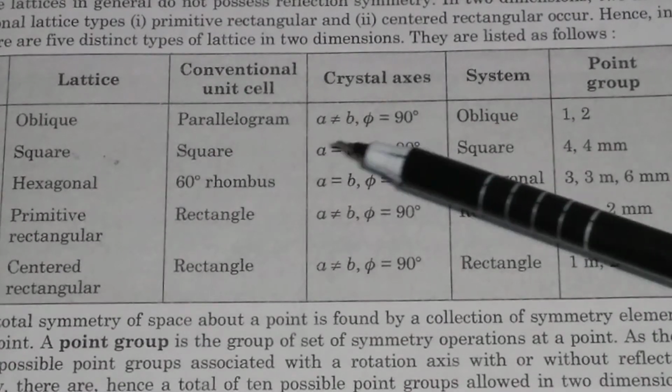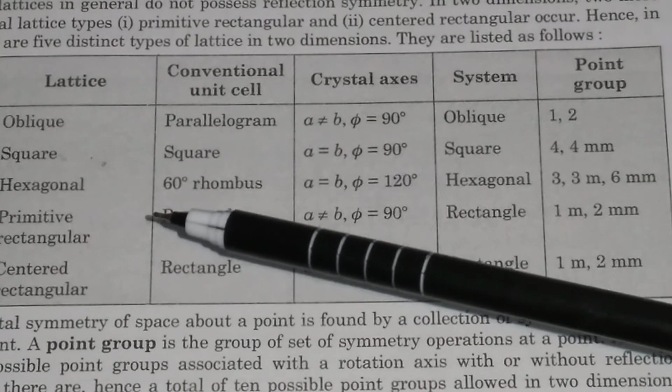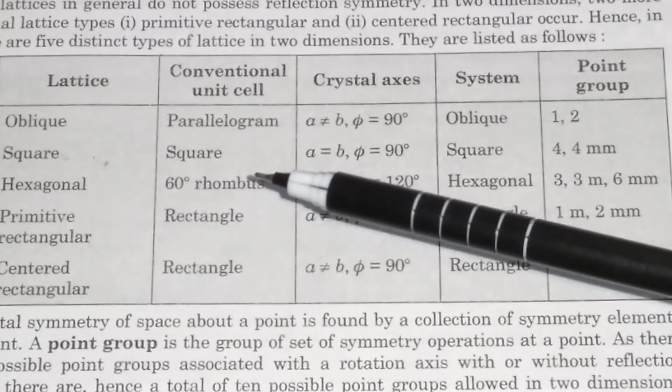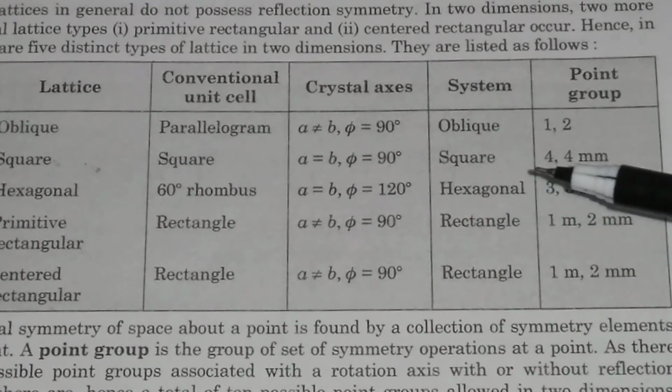This table shown to you gives the 5 different types of lattices in two dimensions, their conventional unit cells, the crystal axes, and the different point groups of the 5 different lattices.